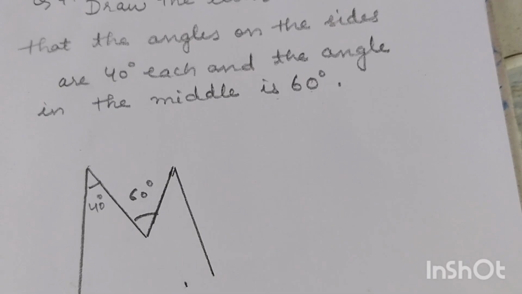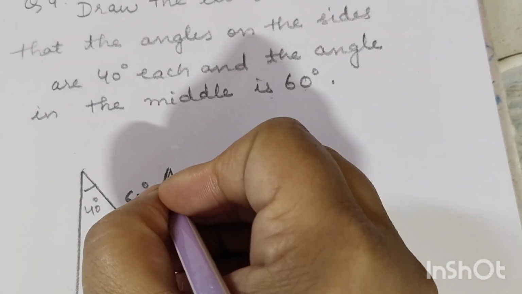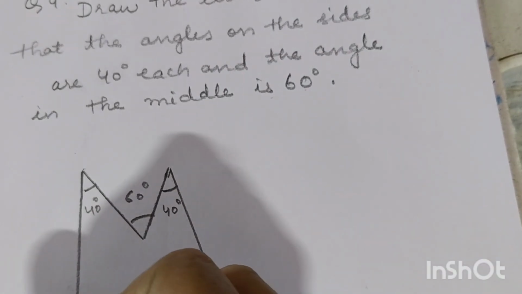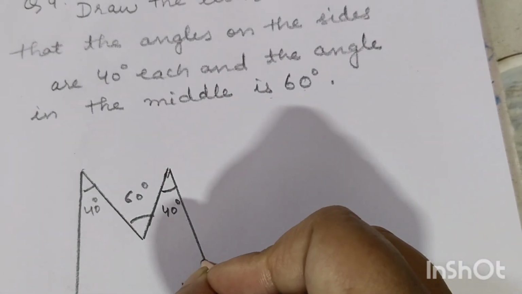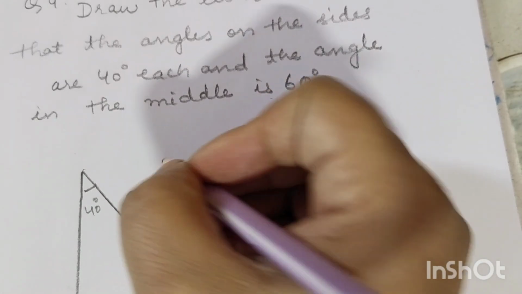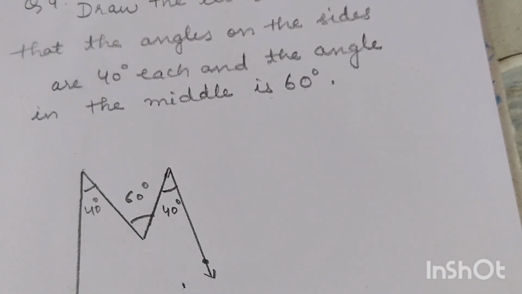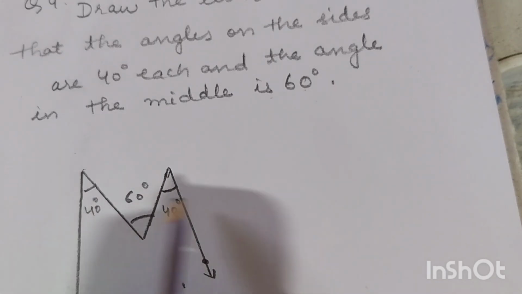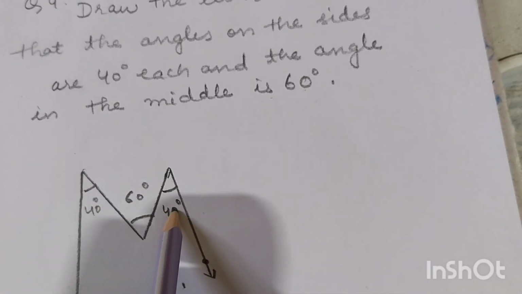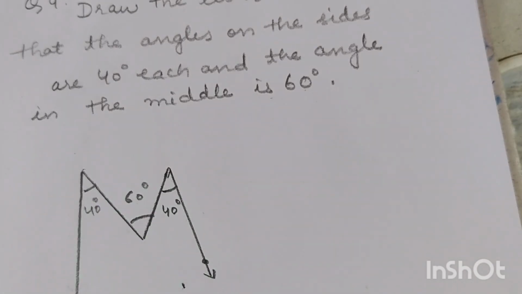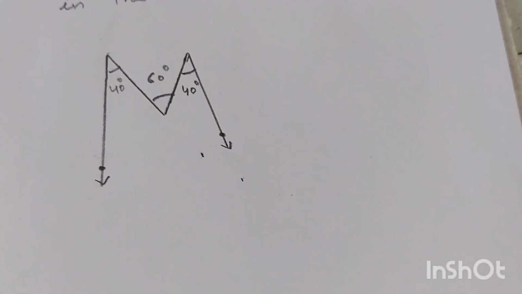This is letter M. In this way, you can make the letter M. First of all, draw 40 degree, then 60, then again 40. So the angles on the sides are of 40 degree, and the angle in the middle is 60 degree. In this way, you can draw the letter M. Next is question number 5.